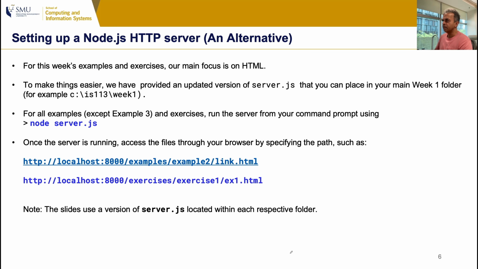Our recommendation for the location where you should download and unzip the files from eLearn is C IS-113 if you happen to be on a Windows machine, or the desktop IS-113 if you're on a sensible operating system like Mac OS. And in there you would create week 1, week 2, etc.